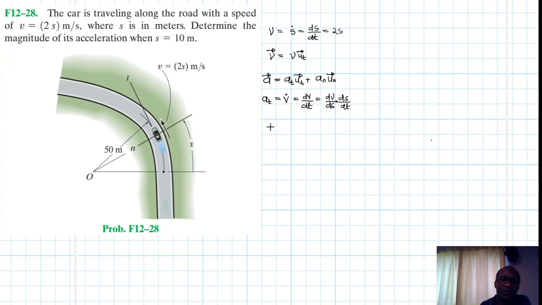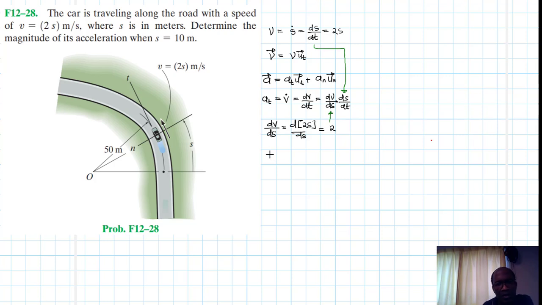And our ds/dt, we already know it, so we just replace there. And our dv/ds, we already know it also. This is just going to be equal to the derivative of 2s, which is just equal to 2. So replacing this here.